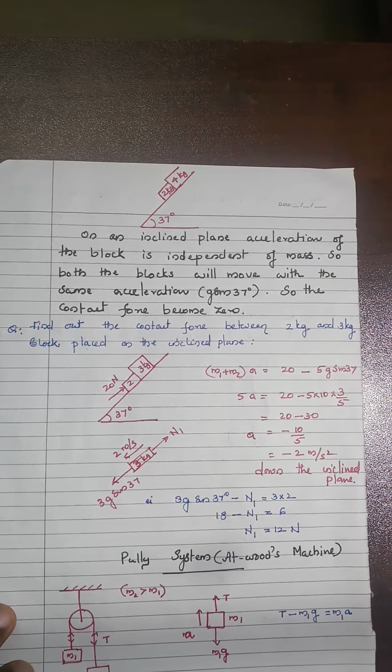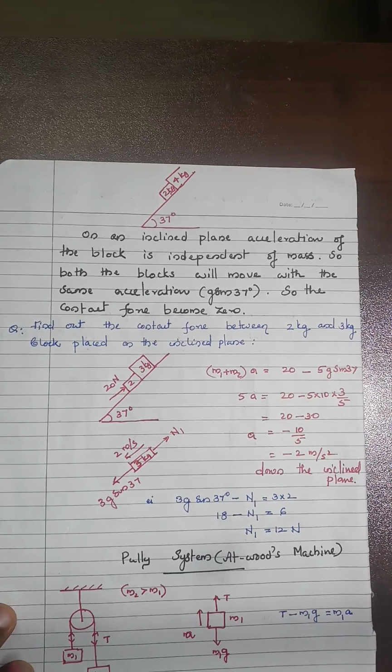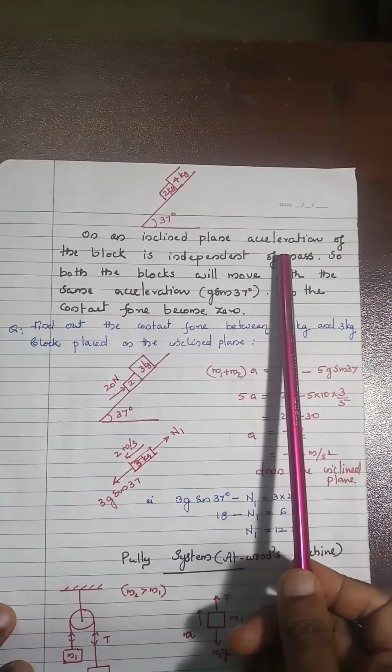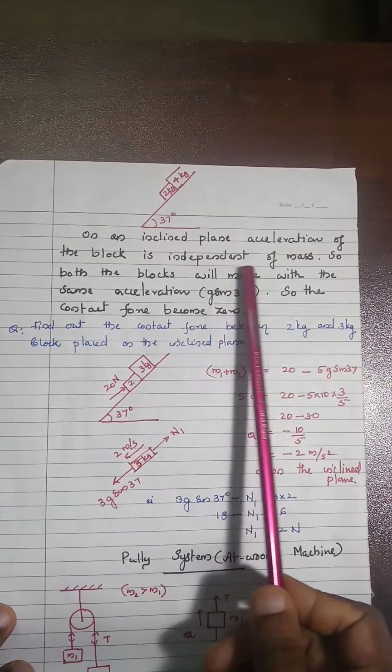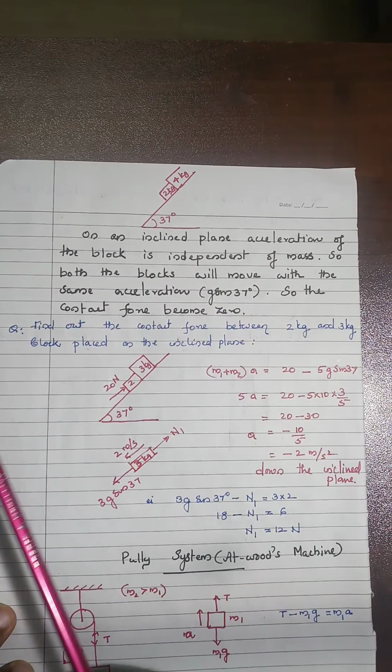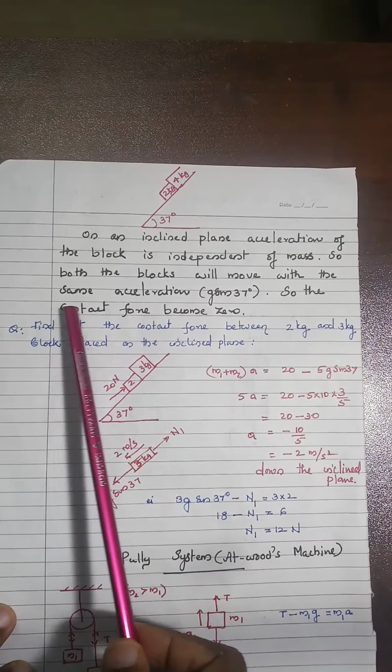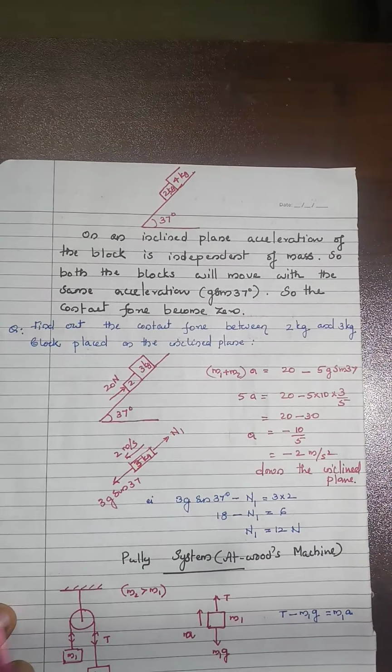It's a very good concept, but we know that 2 and 4 kilogram combined together are under motion with an acceleration of g sin 37. So on an inclined plane, acceleration of the block is independent of mass. So both the blocks will move with the same acceleration. Hence the contact force becomes 0.